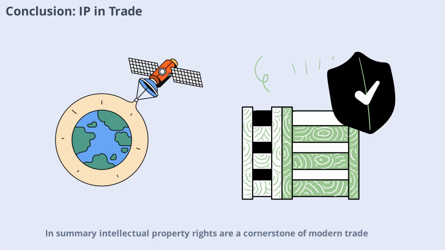Summary: intellectual property rights are a cornerstone of modern trade. They protect the interests of creators, support innovation, and promote economic growth. As the world becomes more interconnected, strong IP systems and international cooperation will be essential for ensuring fair and prosperous global trade.